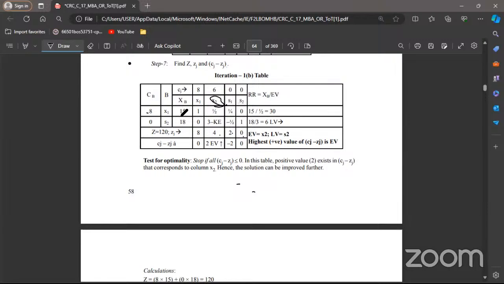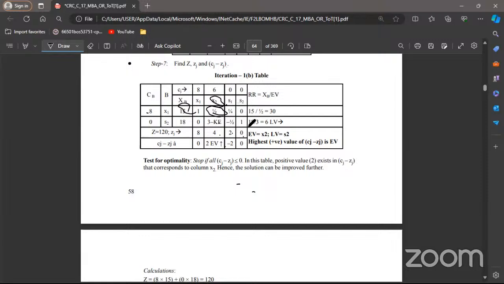How do you find out replacement ratio? 15 divided by the key column value. 15 divided by half is how much? 30. 18 divided by 3, 6. Which is the least positive value? 6. So it will be the leaving variable. So which variable will leave in the next table? S2. Which variable will enter? X2.